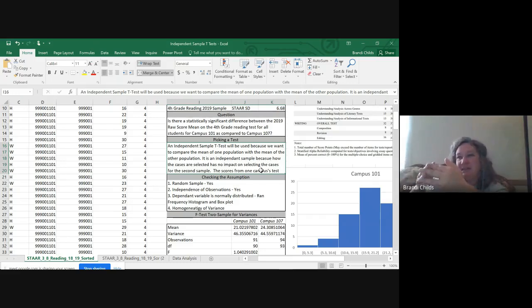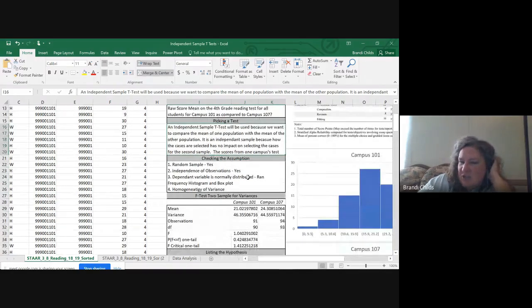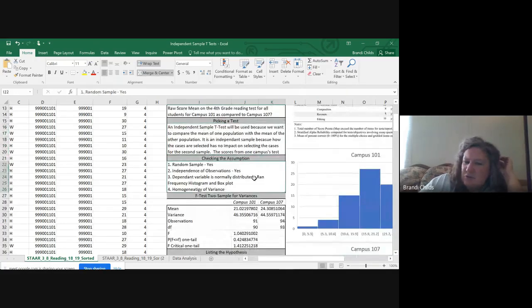But I'm comparing to see if there is a significant difference or not, based on what the means were up here on the top. So of course, after you pick your test, you've got to check the assumptions, because if your assumptions are incorrect, then of course your data will be skewed. So once again, on randomness, I did not select these students, and I did not go look at specific campuses and try to figure out who did better than others. I truly just selected 101 and 107, but knowing I could go through any campuses and choose those campuses would be fine, because they're still random.